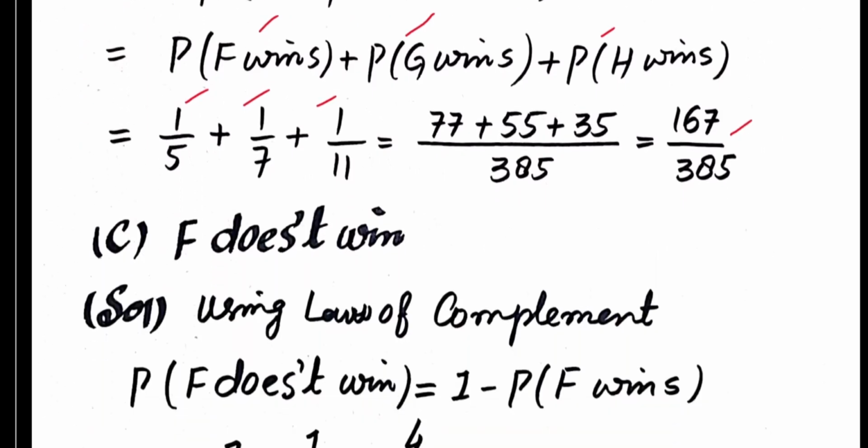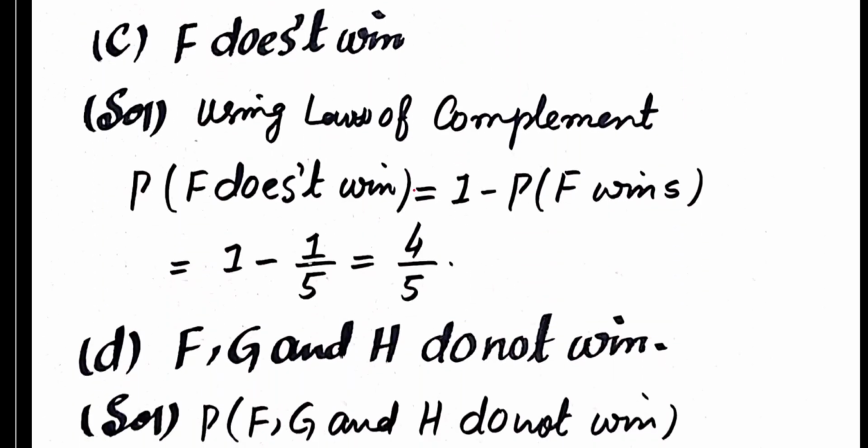F doesn't win. This is simply given by the law of complement. This is equal to 1 minus the probability of F win. Probability of F win is 1 over 5. This is equal to 4 over 5.